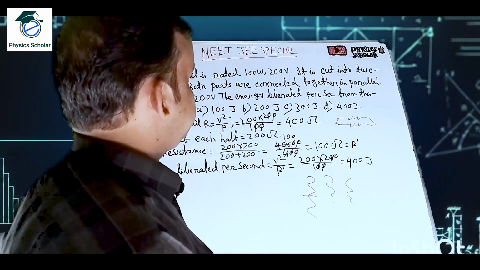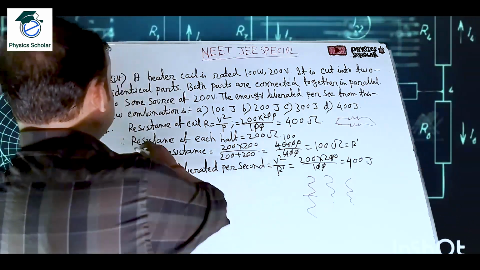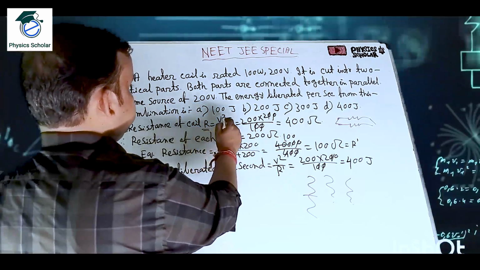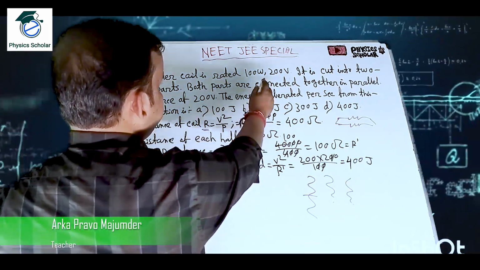Now we need the energy liberated per second from this combination. Very easy sum. So the resistance of the coil R is equal to V square by P, where P means the power and V means the voltage. What is the voltage? 200. Clear?